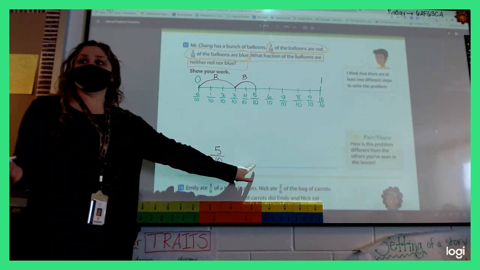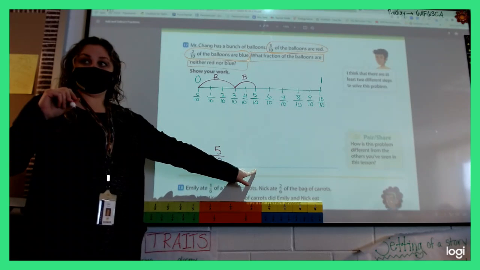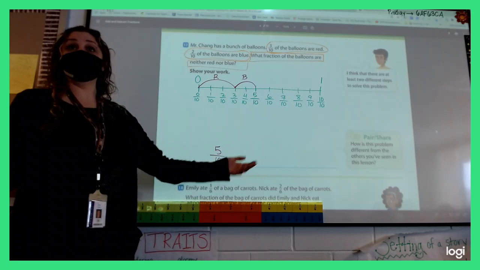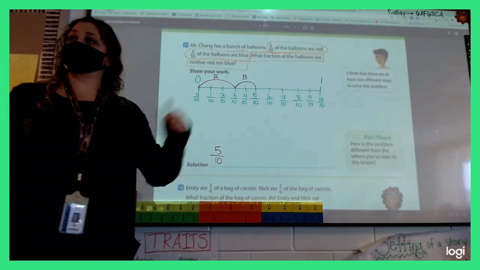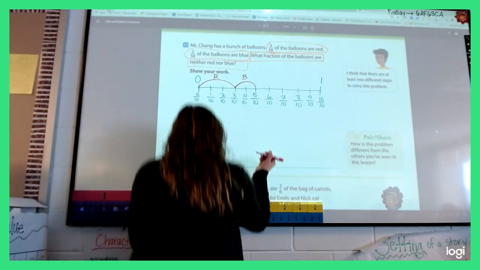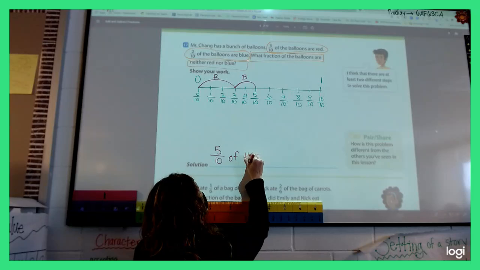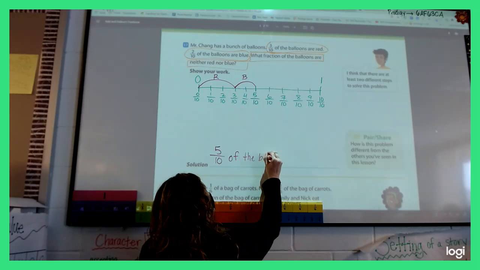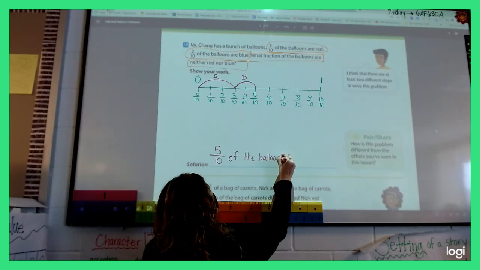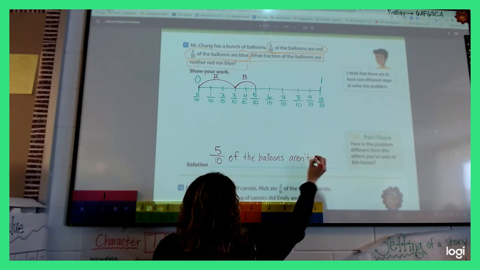So what could I label this as? Josiah? A fraction of balloons that are not red or blue. That would work, okay? So come up with a label. If you need to borrow some of my words, you can borrow mine. But everyone, write your label. I'm going to say 5/10 of the balloons aren't red or blue.